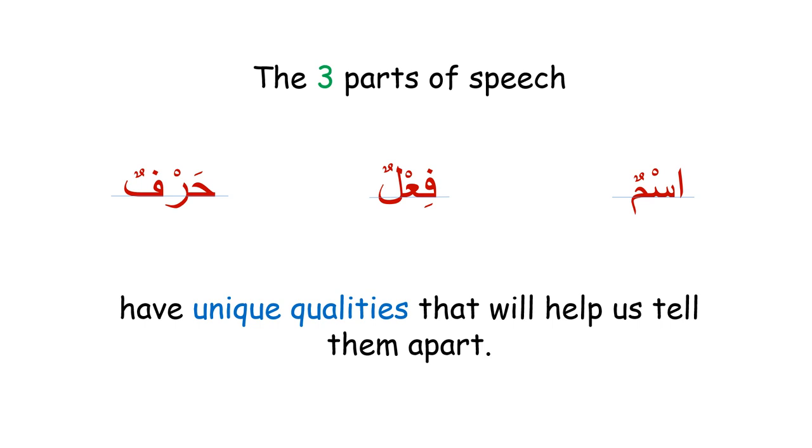So again, الاسم والفعل والحرف have unique qualities that will help us tell them apart. And as of our next lesson, we are going to cover all of these qualities, not at the same time, but in a certain chronological order, and our first stop will be the nouns.